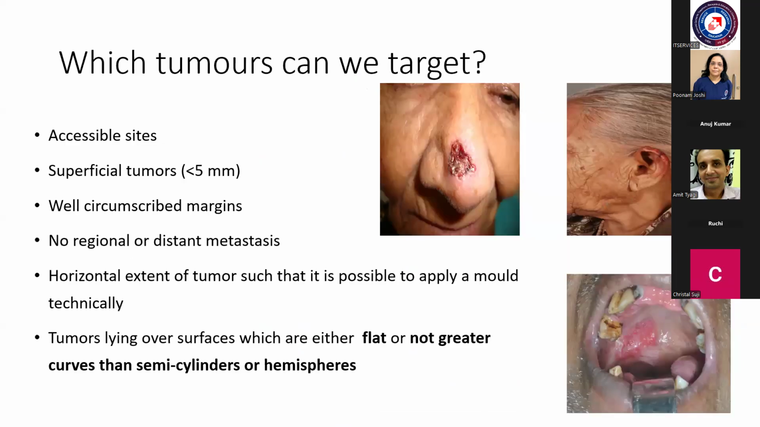So why surface mold? Which tumors can we target? Again, these should be accessible sites, very superficial tumors having well circumscribed margins without any regional or distant metastasis.